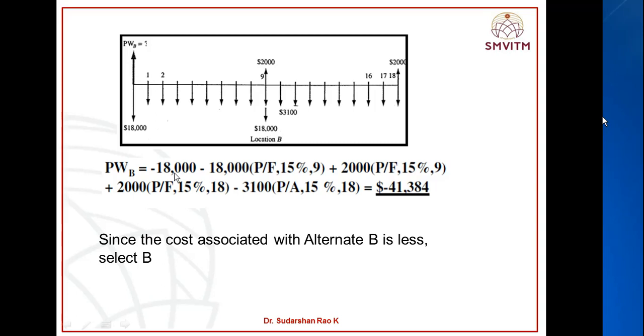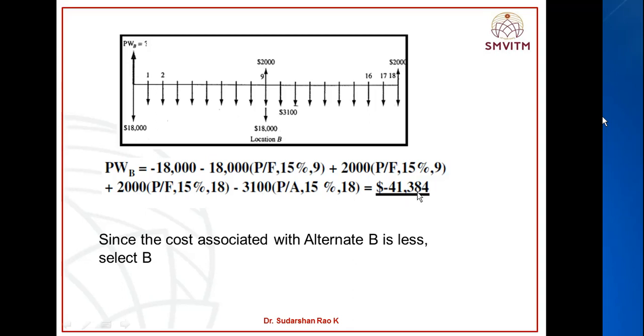So it is minus 18,000, the present value at the 0th time, then minus 18,000 P by F 15% 9 years, that is the value after 9 years converted to present value, plus 2,000 P by F 15% 9 years. Then plus 2,000 at the end of the 18th year, P by F 15% 18, minus 3,100 P by A 15% 18 throughout the 18 years. So it is minus 41,384.